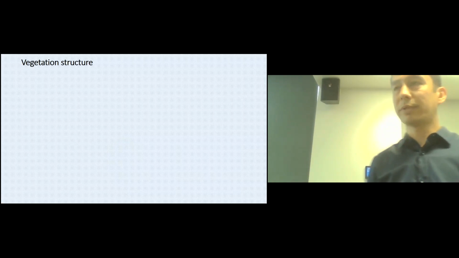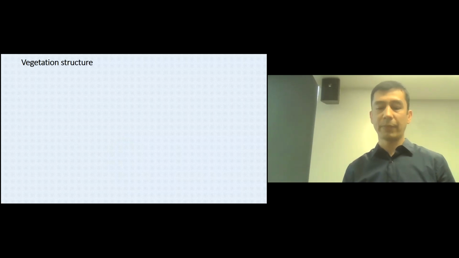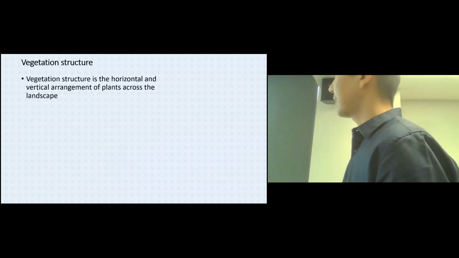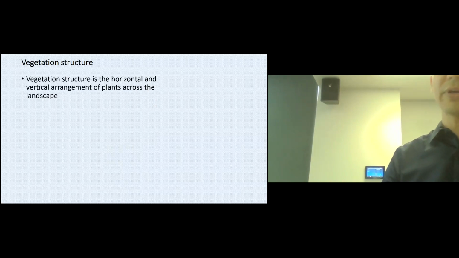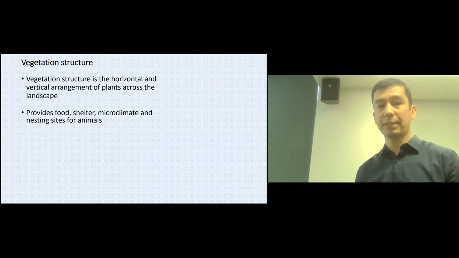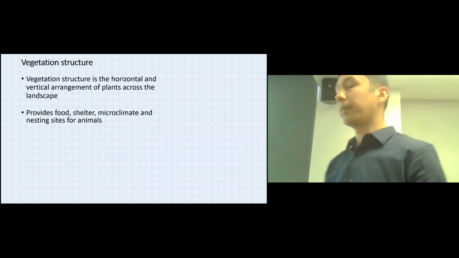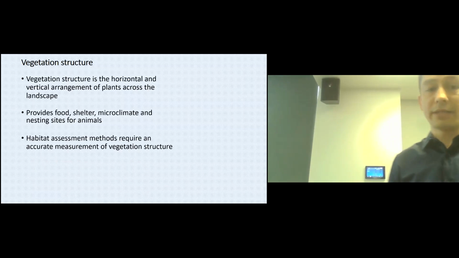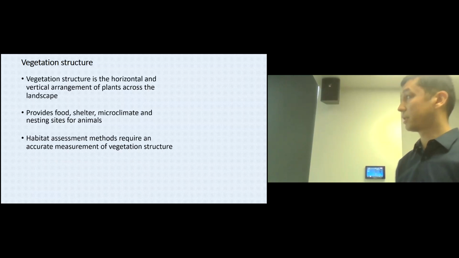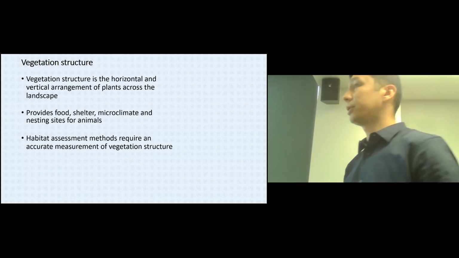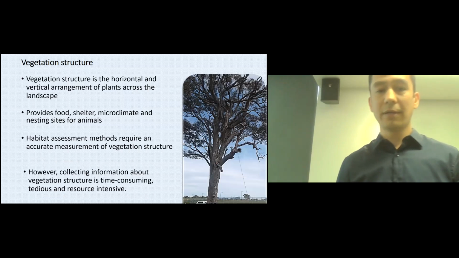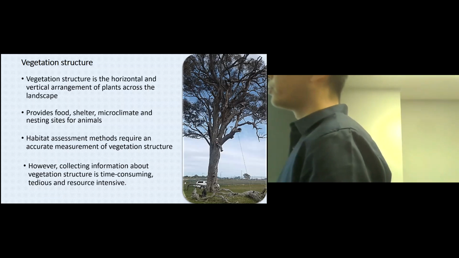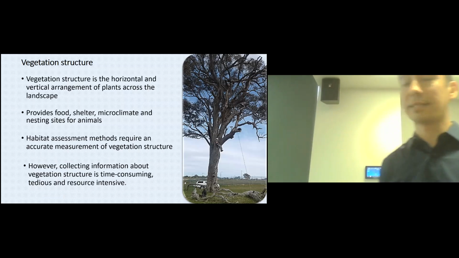So what is vegetation structure, first of all? It is the horizontal and vertical distribution of plants across the landscape. They are very important for different species. They provide food, shelter, microclimate and nesting sites for different animals. Therefore, habitat assessment methods require accurate assessment of vegetation structure. However, collecting information on vegetation structure is very time-consuming, tedious, and resource-intensive.